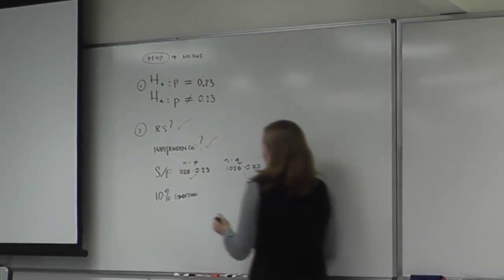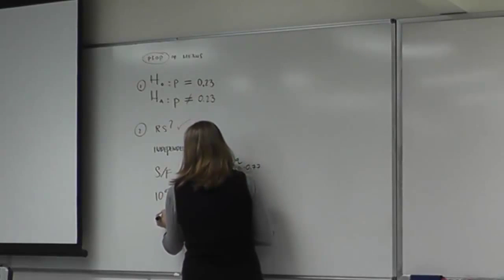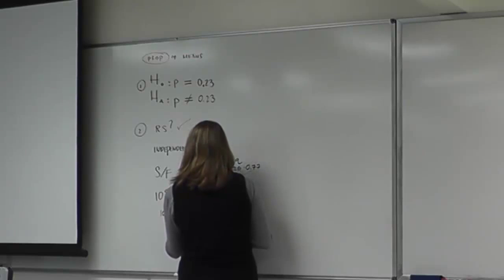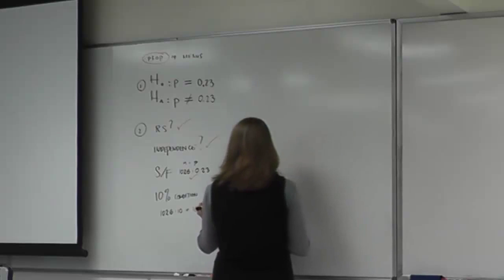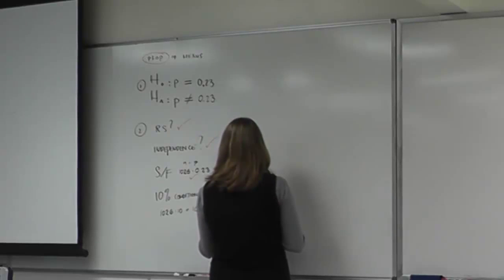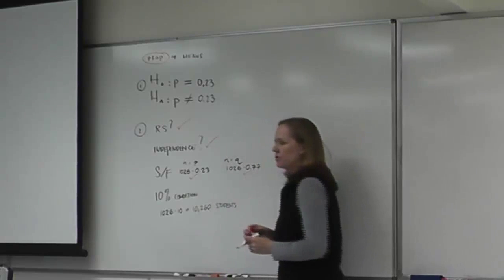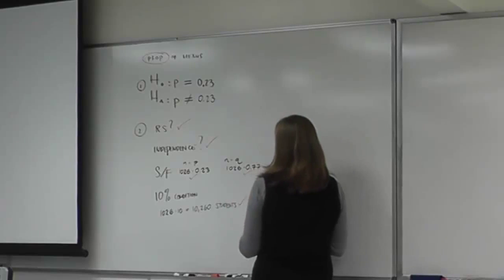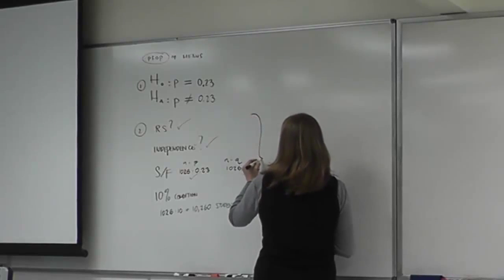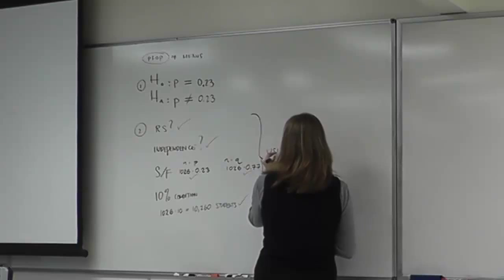Now here's the 10% condition. She has 1,026 in her sample. Remember, we multiply it times 10, and we get 10,260 students. Are there more than 10,260 university students in the U.S.? Absolutely. What does this tell us? We can use the normal model.